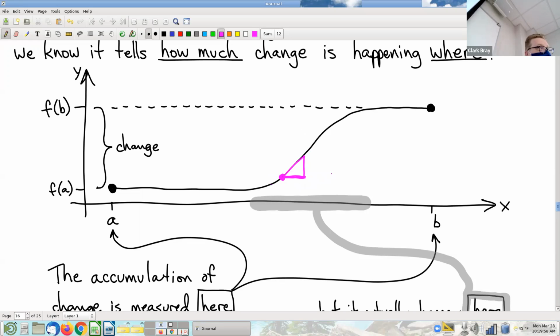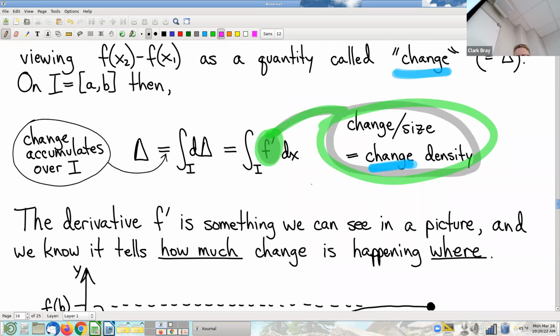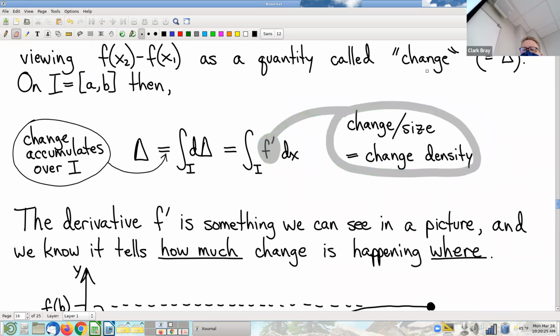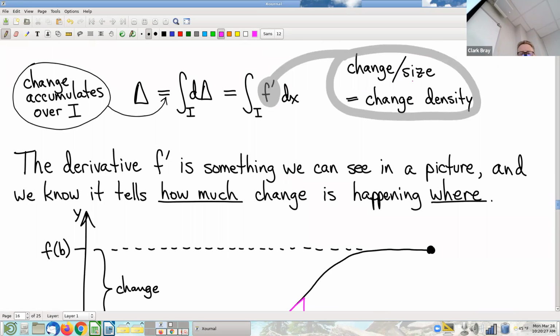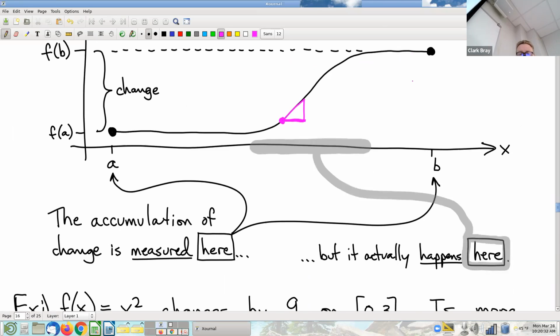But try now, if you would, instead to think of this as the associated accumulating quantity of change happening in a subinterval divided by the size of that subinterval. It's change per unit size, quantity per unit size. That's a density. Everybody with me? Okay, so you can think of the fundamental theorem of calculus then again as an accumulation and density theorem.